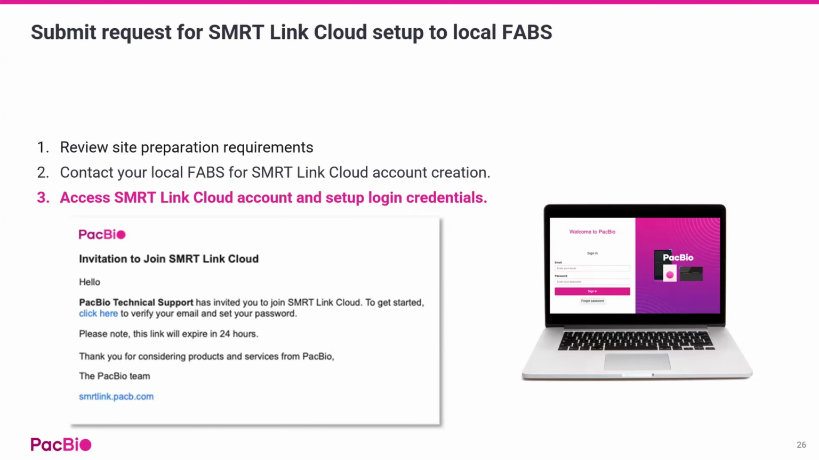Once the ticket is created, it will take roughly 1 to 2 days for the account to be live and accessible. The designated admin will then receive an email invitation to join SmartLink Cloud. Once accepted, you will have access to your account and can configure the connection to your Vega or Revio instrument. And just like that, you're off to the races with your PacBio sequencer.